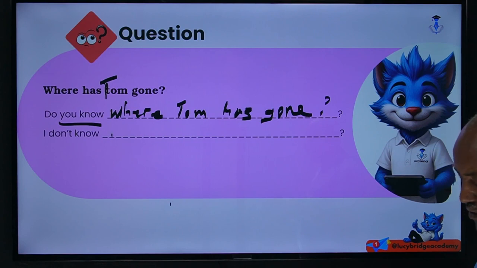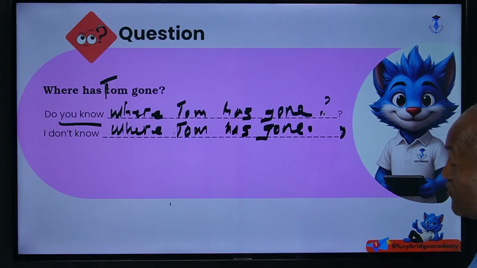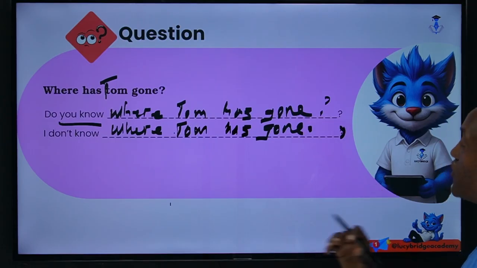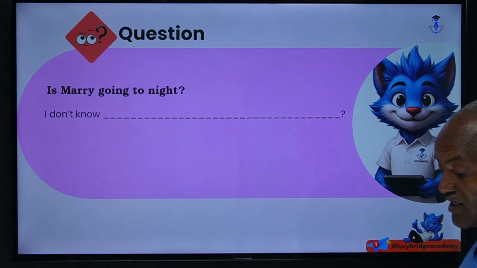"I don't know where Tom has gone." Here is a full stop, not a question mark, because this one doesn't carry a question sense, so we end with a full stop. The other one would be wrong. But for this one, because "do you know" carries a question sense, we use a question mark. Don't forget this one. But the arrangement is the same. And you may even be asked where you can use a question mark and a full stop. Remember this one. So having this, the rest you can do yourself.